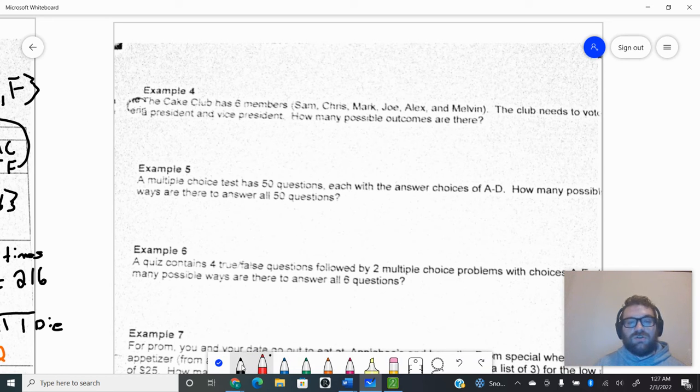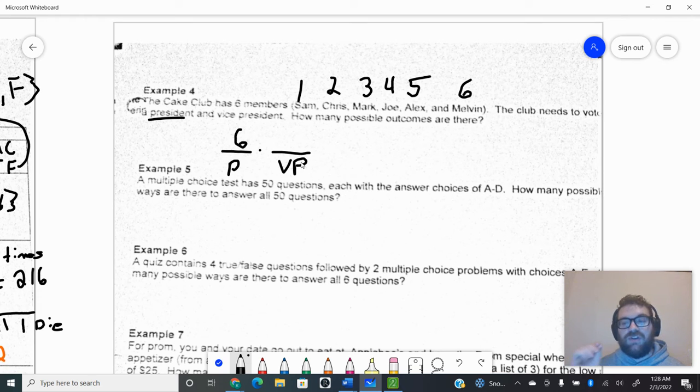So if they have 6 members and we go to vote, how many outcomes are there for president? Well, any one of them could be the president, right? So Sam could be president, Chris could be president, Mark could be president, Joe could be president, Alex could be president, or Melvin could be president. So for president here, there's 6 different outcomes because any one of those 6 could be president. But then how about for vice president? Can you be both president and vice president?